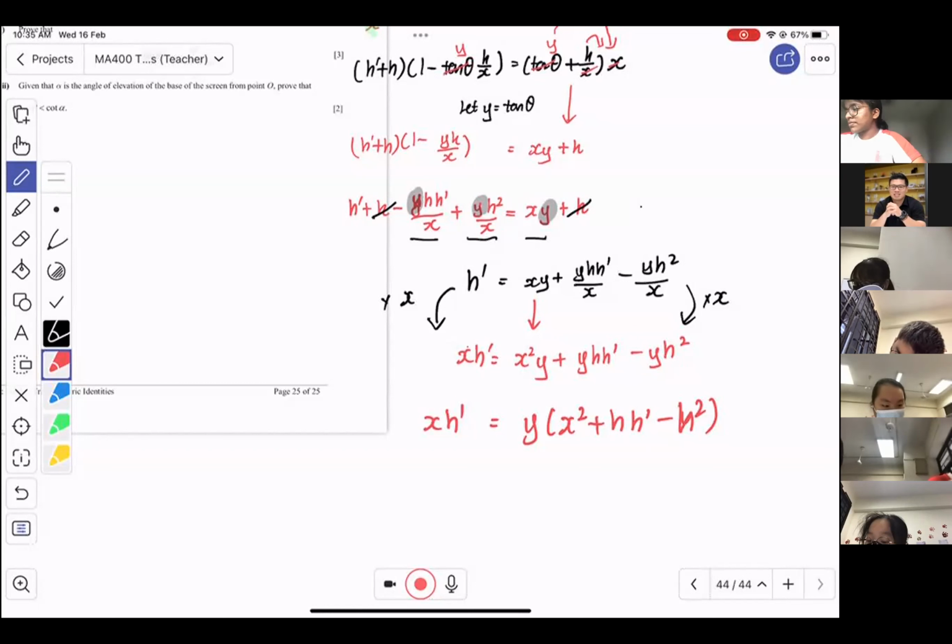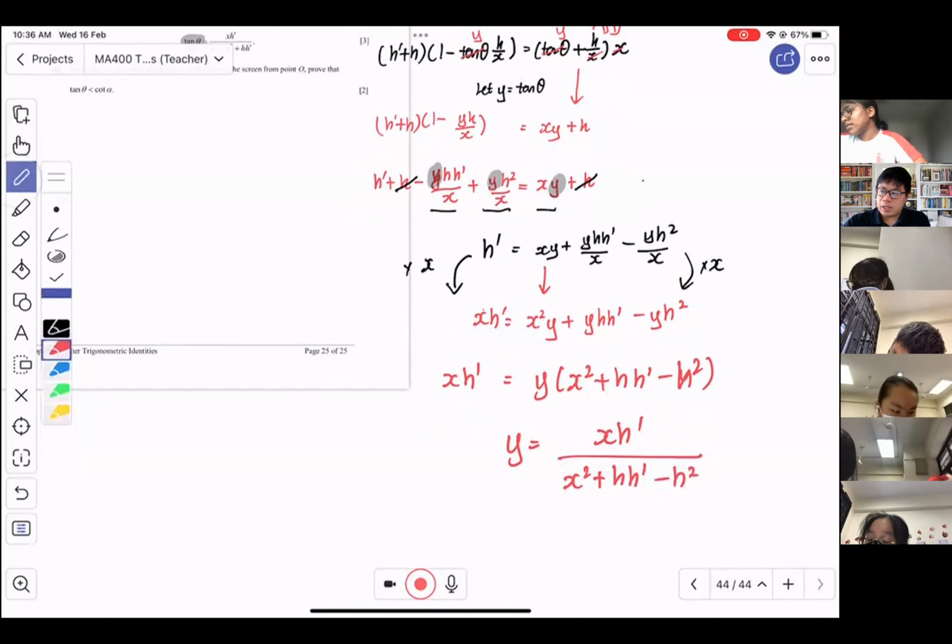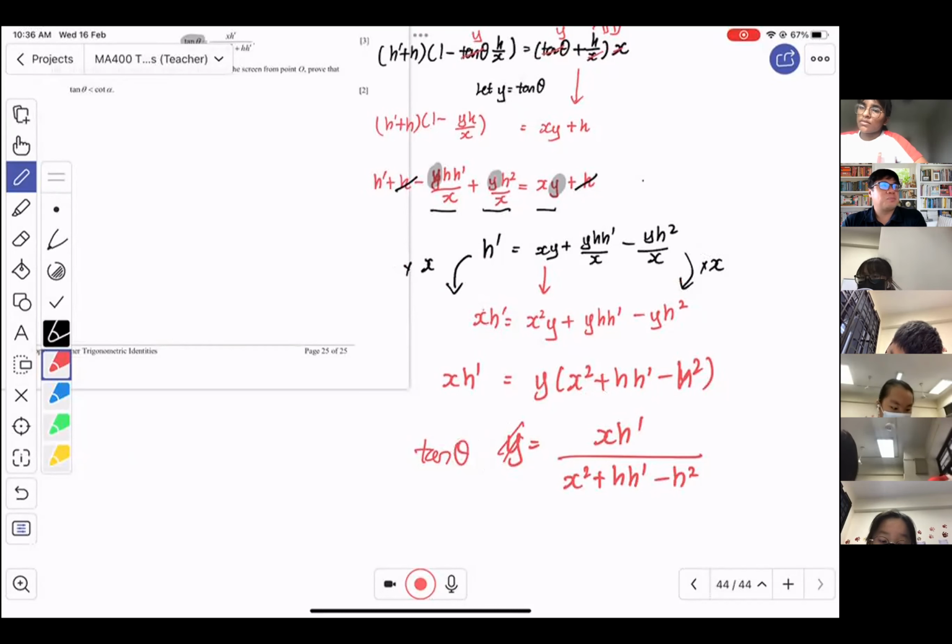Okay, sorry for that. So from here, my y is just equal to x h prime over x squared plus h prime minus h squared. From here, I replace y back and call it tangent theta, and you can see I'm done.